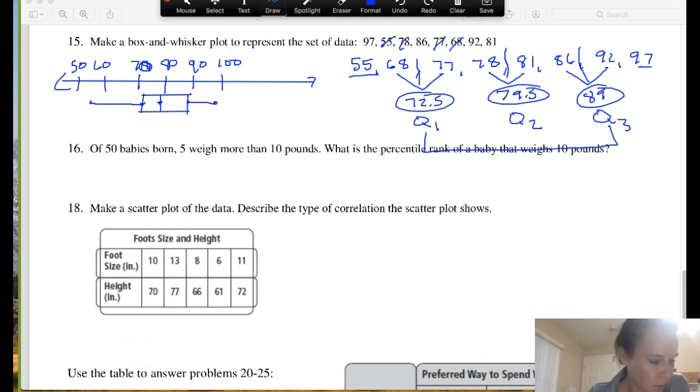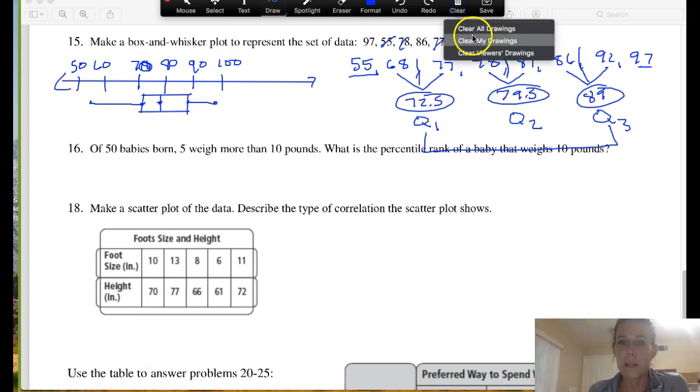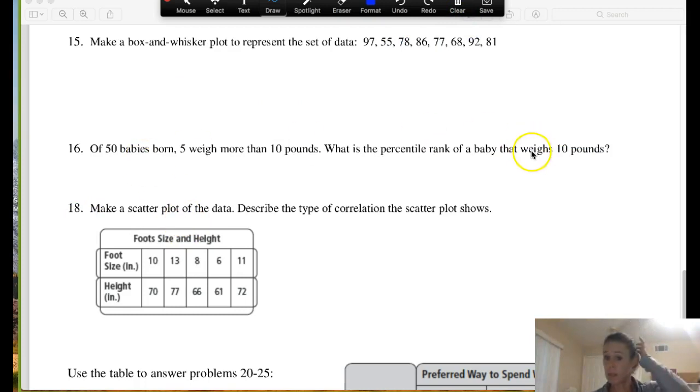All right, and there's your box and whisker. All right, let's look at 16. We're going to talk about percentile rank. Remember percentile rank, percent means per 100. Percentile rank is the percentage of data values that are less than or equal to that data value.